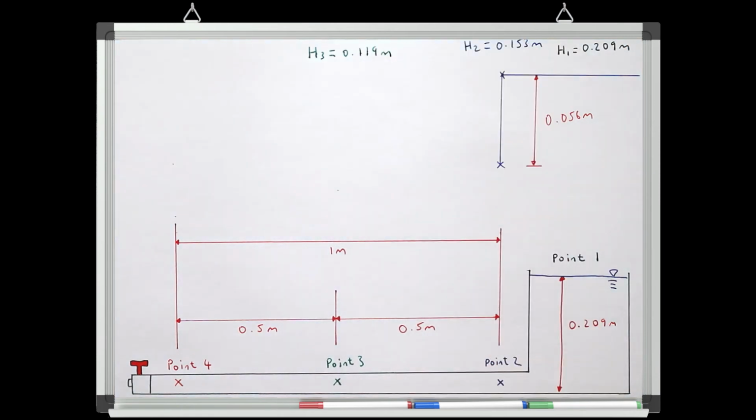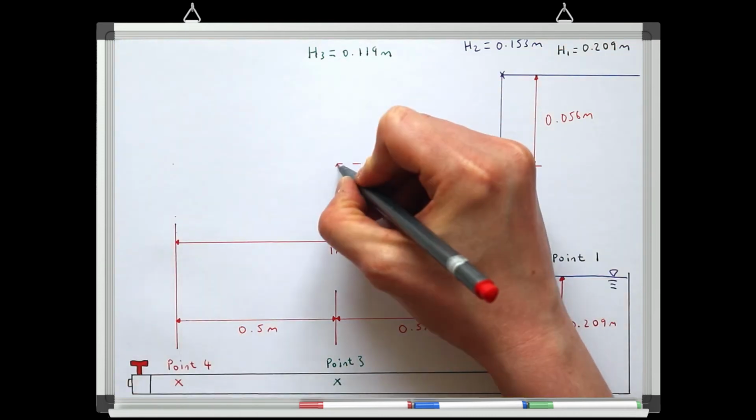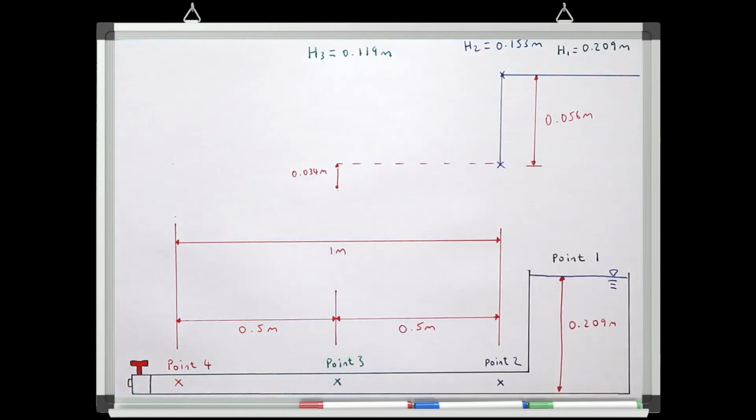So between point number 2 and point number 3, we've lost 0.034 meters of total pressure head, but this wouldn't be a sudden drop in energy. This would be a continuous loss that we would draw with a line with a gradient. The loss is continuous because it's due to friction and turbulence in the pipe. So the further we travel down the pipe, the more energy we're going to lose.